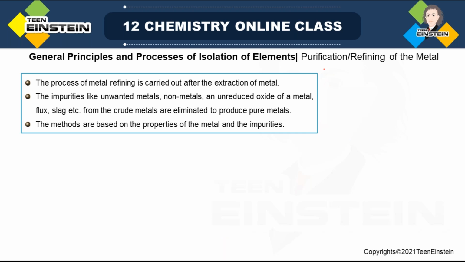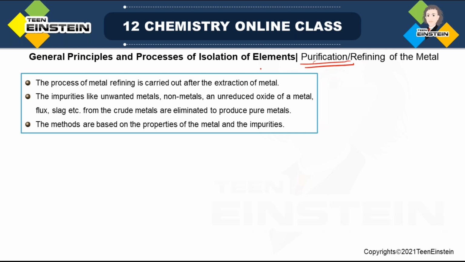Now we have reached the third step of metallurgy. After isolation, which is all about conversion of the metal from oxidized state to metallic state, that is metal zero, we now have the zero oxidation state metal in hand, but that is not the end of metallurgy. Next, we have to refine or purify it, because there is still some presence of impurities.